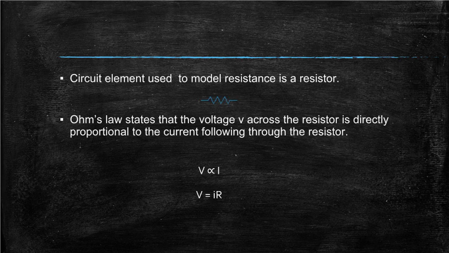The relationship between current and voltage for a resistor is known as Ohm's law. Ohm's law states that the voltage V across the resistor is directly proportional to the current flowing through the resistor. Resistance is the constant of proportionality. This leads to the final equation for Ohm's law being voltage equals current times resistance.